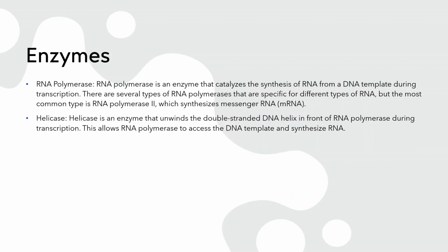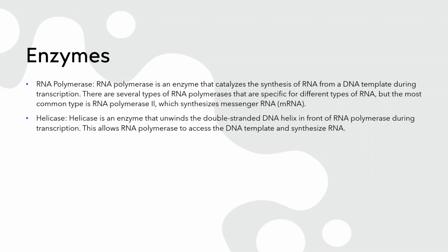And some important enzymes help transcription move along, with one being the RNA polymerase, as it helps catalyze the synthesis of RNA from a DNA template during transcription. There are several types of RNA polymerase that are specific to different types of RNA, but the most common is RNA polymerase 2, which synthesizes the messenger RNA, or just mRNA for short.